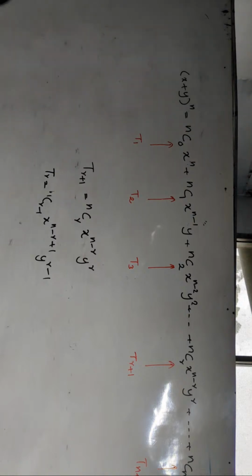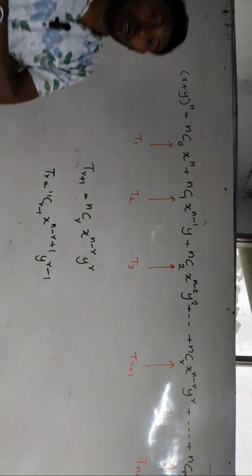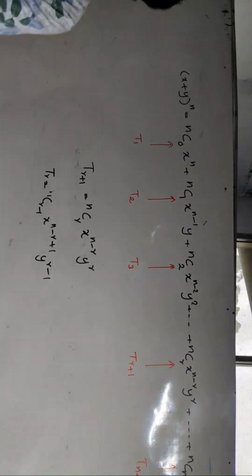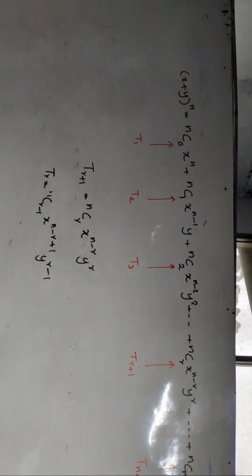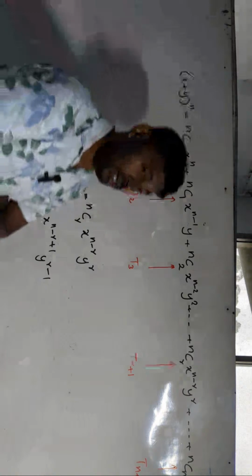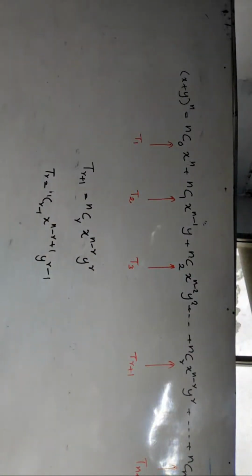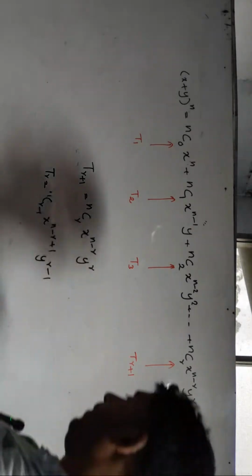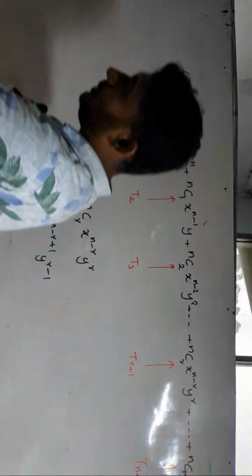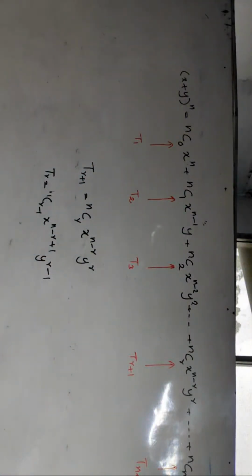After that, write down this sentence. There are n plus 1 terms in the expansion. So if the power is n, there are n plus 1 terms in the expansion.